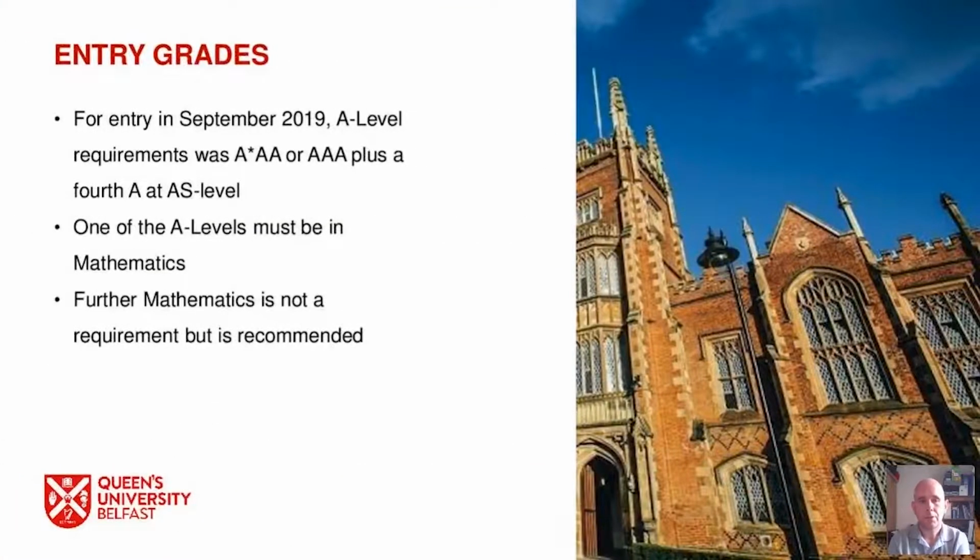The entry grades for the degree in 2019 were 1 A star and 2 A's at A level, or 3 A's plus an additional A at AS. So what that actually means is if you did 4 subjects at AS level, you got an A on one of those subjects and left it behind, then you only need 3 A's in the remaining subjects at A level. If you only do 3 subjects, it's 1 A star and 2 A's.